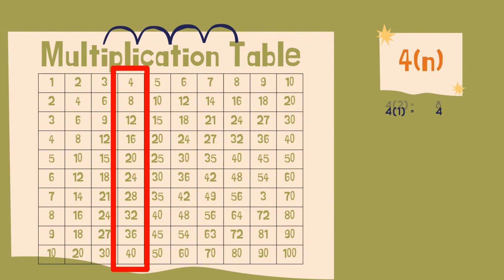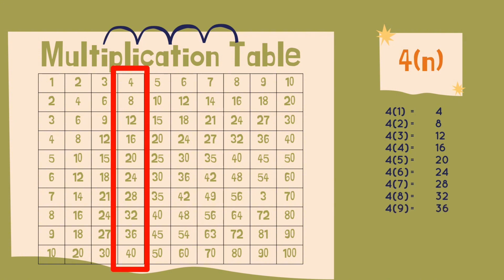4 times 1, that is 4. 4 times 2, that is 8. 4 times 3, that is 12. 4 times 4, that is 16. 4 times 5 equals 20. 4 times 6, that is 24. 4 times 7, that is 28. 4 times 8, that is 32. 4 times 9, that is 36. And 4 times 10, that is 40, and so on.